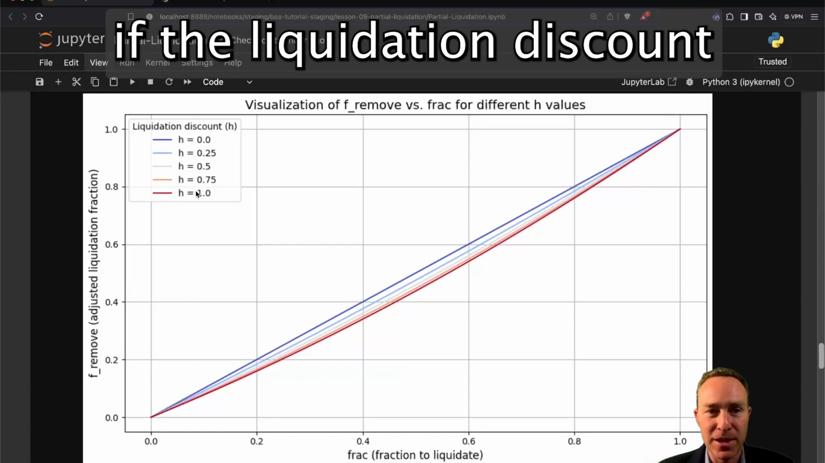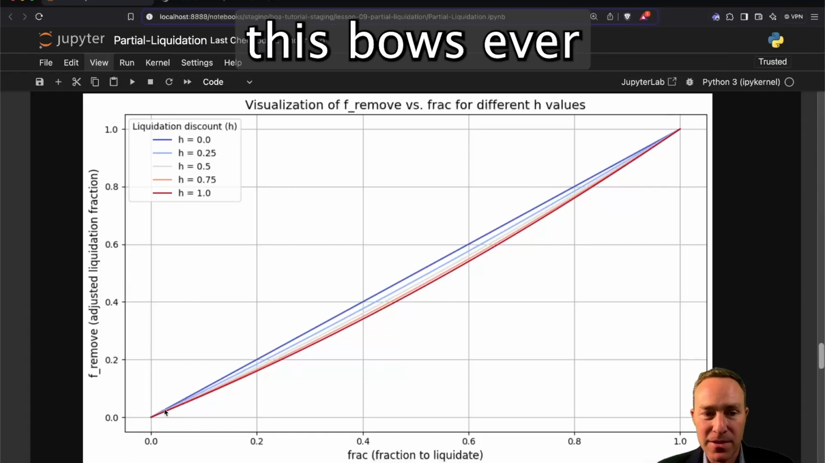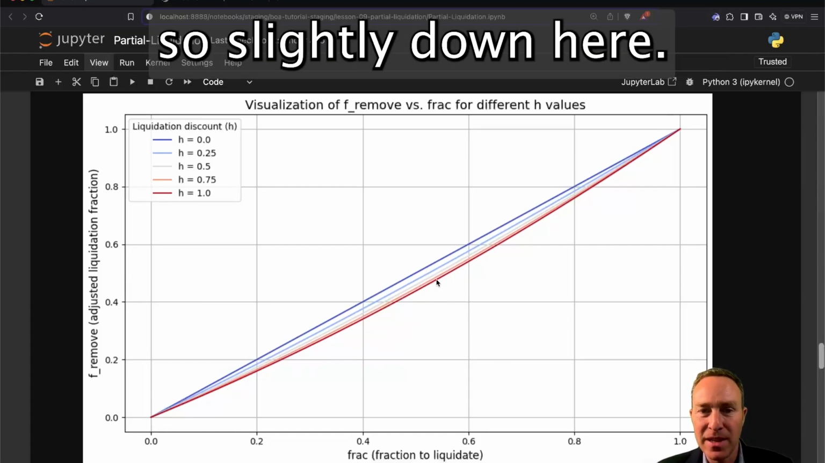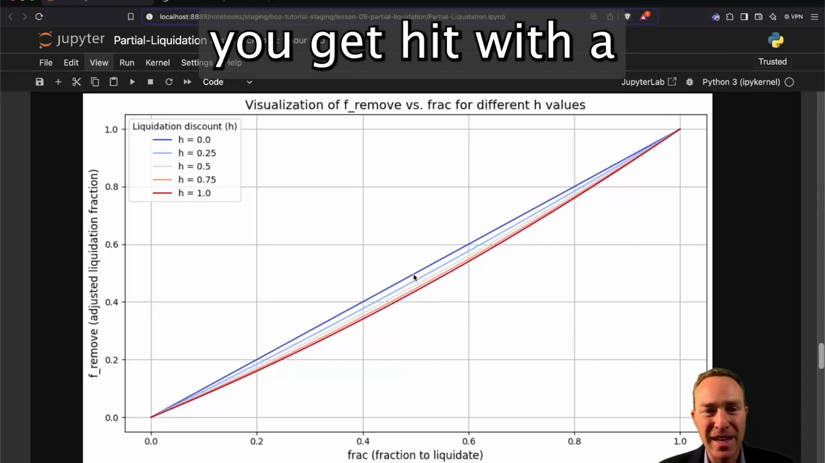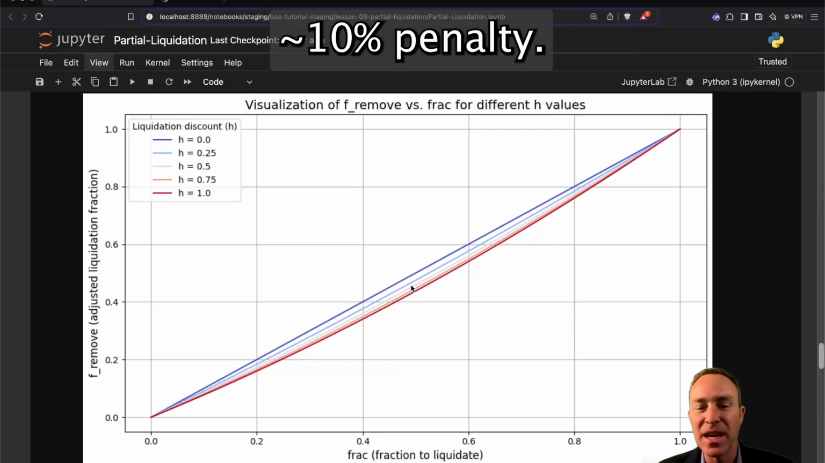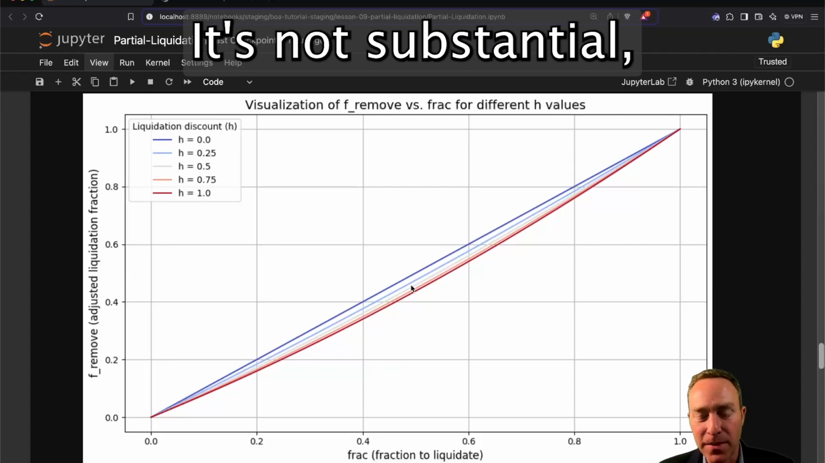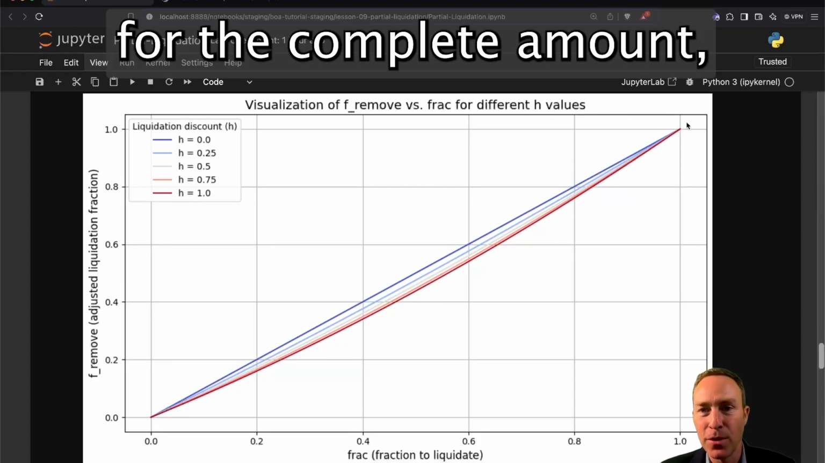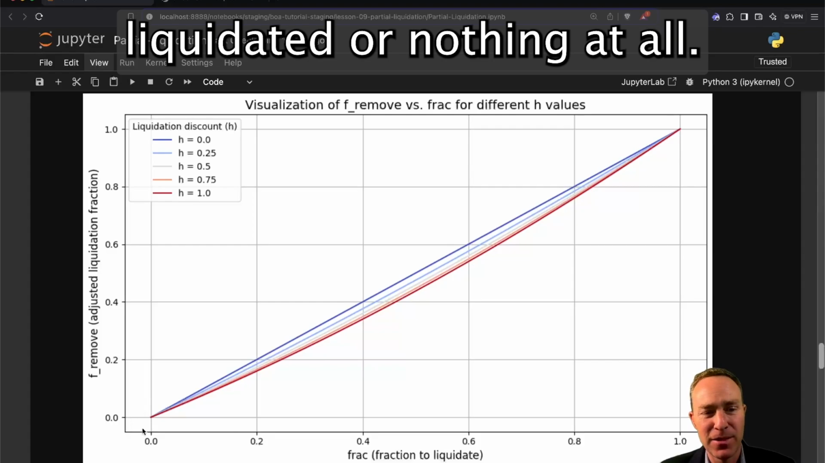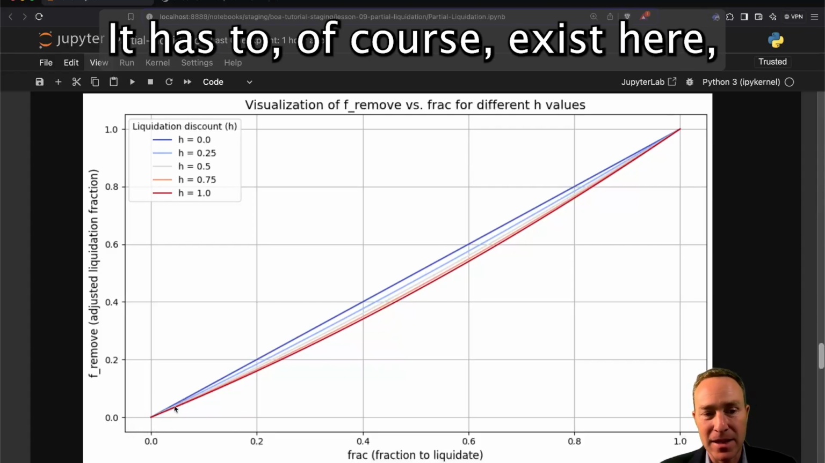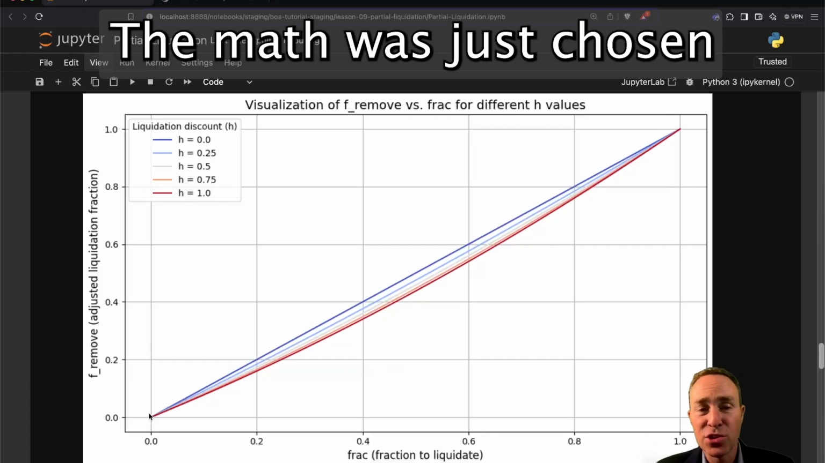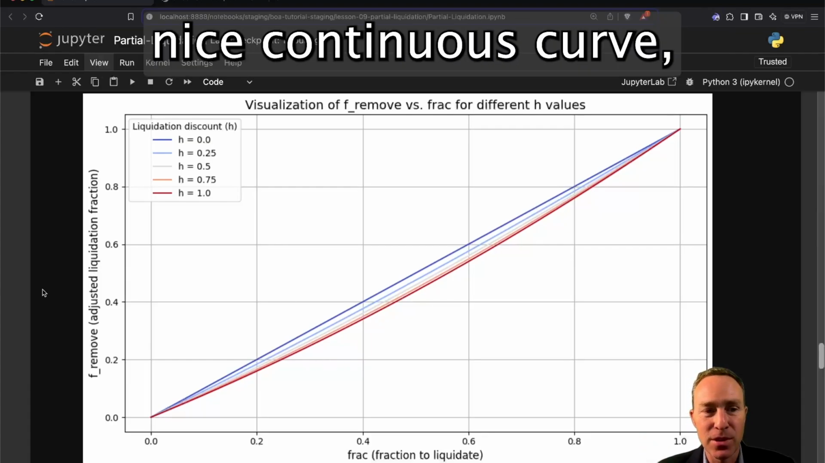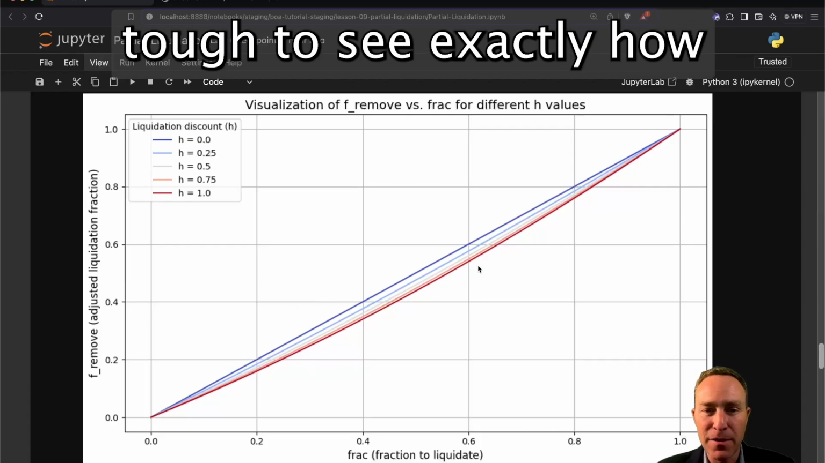You can see if the liquidation discount is set to 1, this bows ever so slightly down here. So if you're trying to liquidate about half, you get hit with maybe a 10% or so penalty. It's not substantial, but you want to just encourage people to go for the complete amount liquidated or nothing at all. It has to, of course, exist here, otherwise the curve's not continuous. The math was just chosen to provide this nice continuous curve.